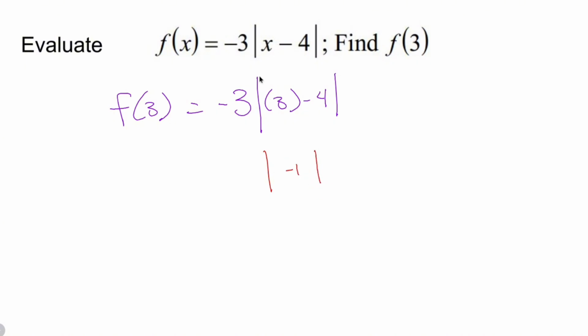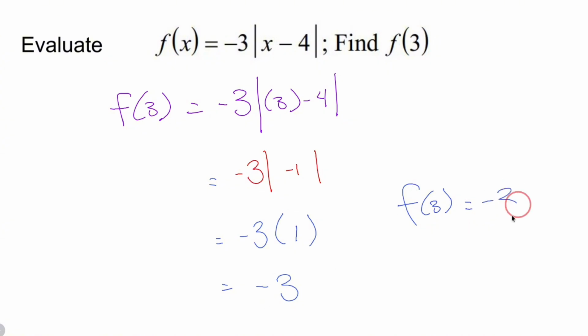Okay, so I now have the absolute value of negative 1, and negative 3 is lingering on the outside. Now I'm going to use my absolute value. Absolute value turns any number positive. So it used to be negative 1, now it's positive 1. So this becomes negative 3 times positive 1. Negative 3 times positive 1 is negative 3. So after all of this, f of 3, when doing all the PEMDAS math, became negative 3.